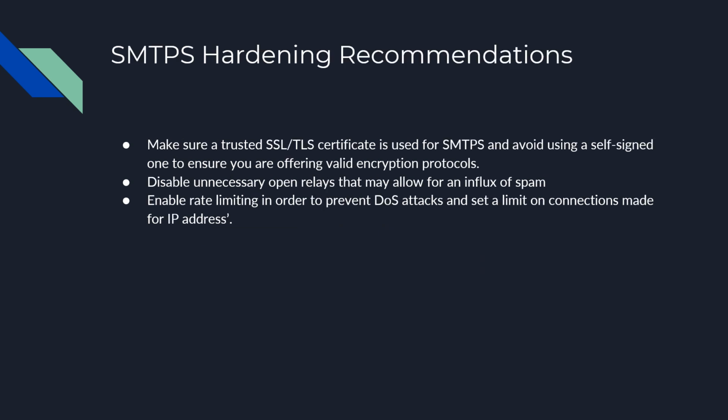Here are some recommendations to improve the security of the SMTPS protocol. First, you must make sure a trusted SSL/TLS certificate is used for SMTPS and avoid using a self-signed one to ensure you are offering a valid encryption protocol. Next, it's important to disable open relays, which may allow for an influx of spam. And lastly, enable rate limiting in order to prevent denial of service attacks and set a limit on connections made for IP addresses.